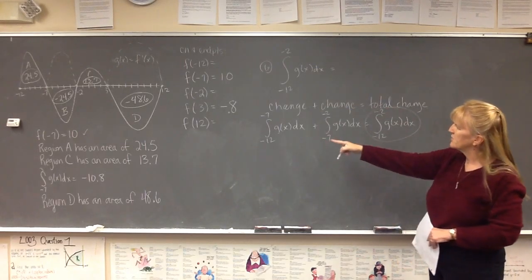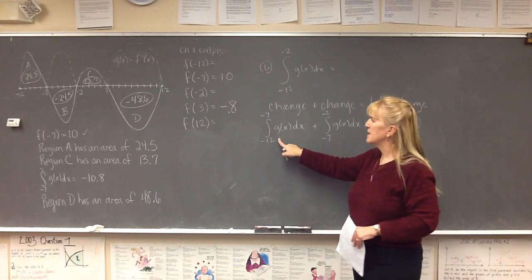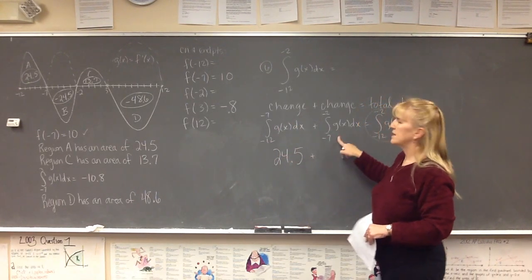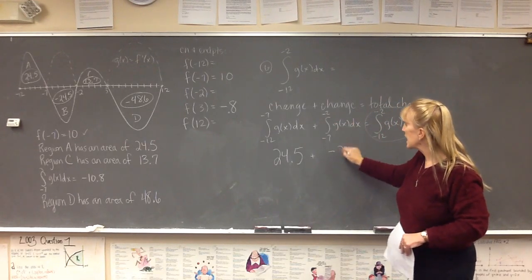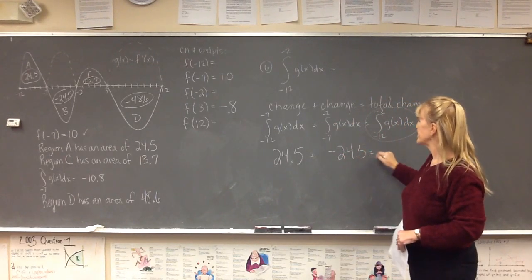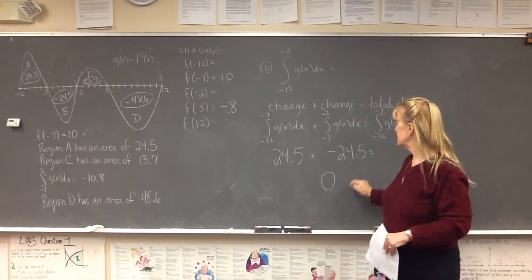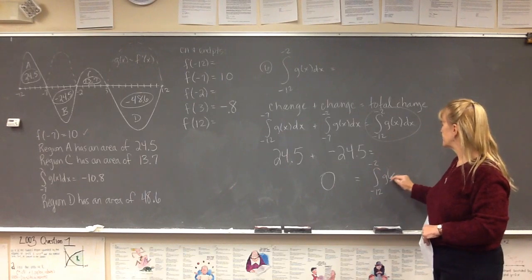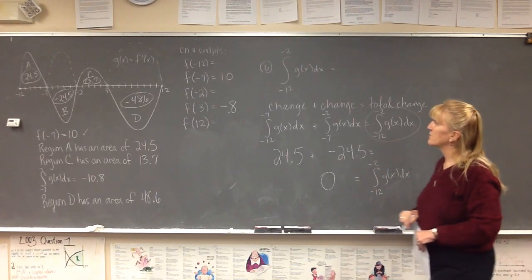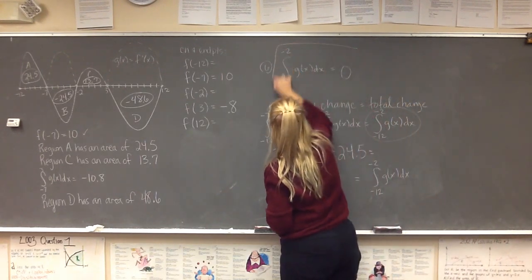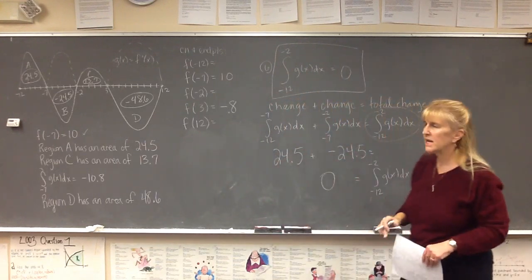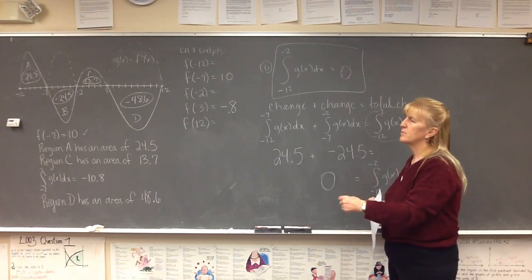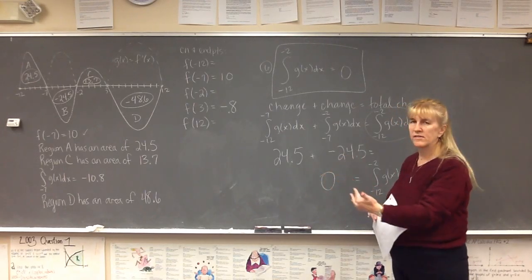So all I have to do is fill these in. The integral between negative 12 and negative 7 is 24.5, and the integral between negative 7 and negative 2 is a negative 24.5. You add those together, they're opposites, they give you 0 for the integral between negative 12 and negative 2 of g of x dx. So this is, like I said, a 0 net change or total change in the original function f between x equals negative 12 and x equals negative 2.